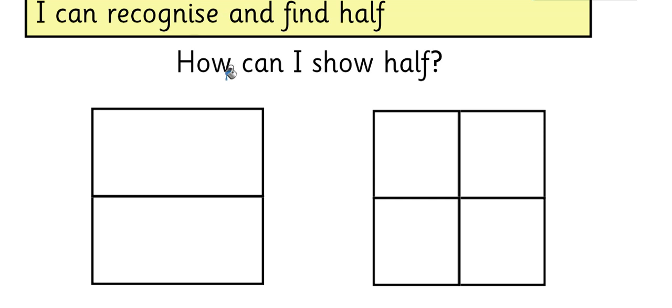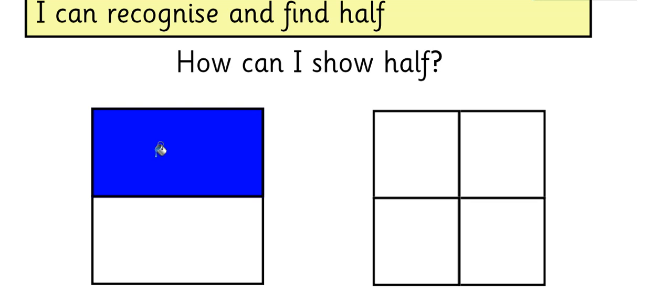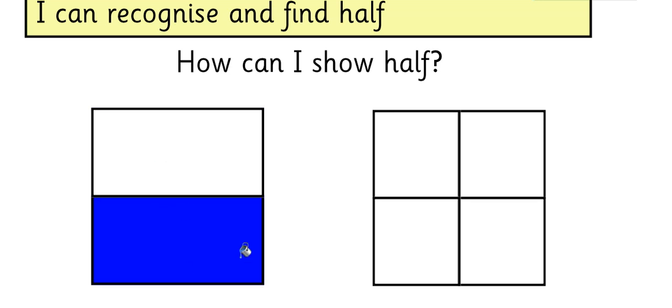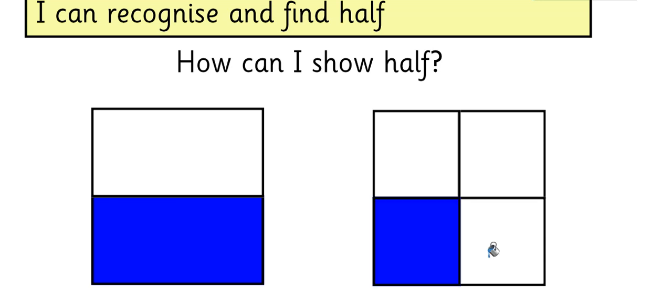Which do you think we need to do for this? The first one's easy peasy. This is Monday's activity. I can do the top, or I can do the bottom. I think I'll do the bottom for this one. And now this shape here. How many squares do I need to colour in to show half? Remember, the white and the blue need to be equal.